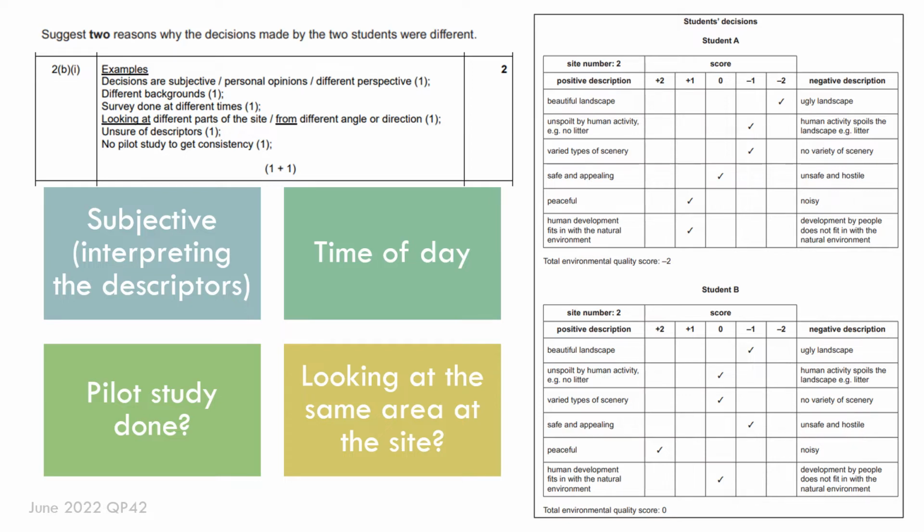You might be unsure of the descriptors. Again, what does beautiful mean? What does varied types of scenery mean? If you're unsure, remember, that could also be a weakness. Hence, we do a pilot study.